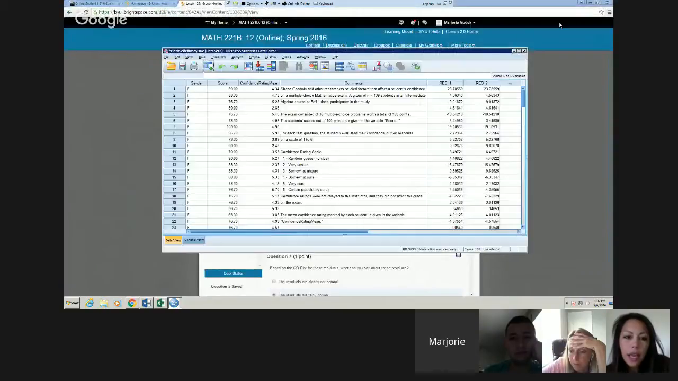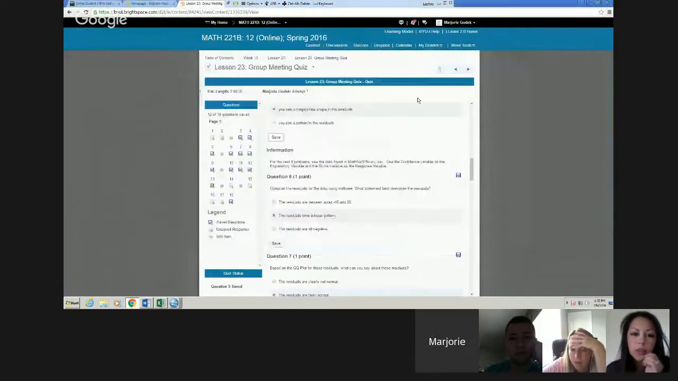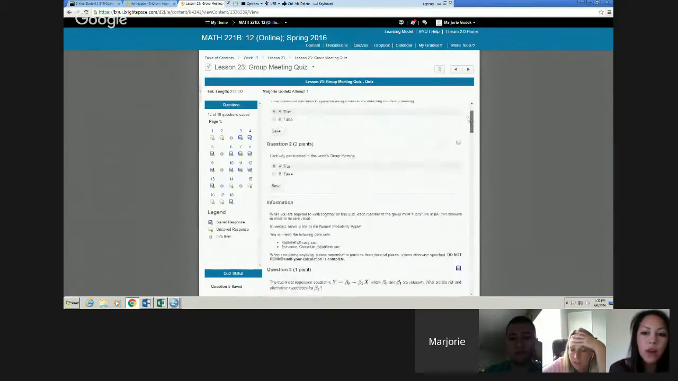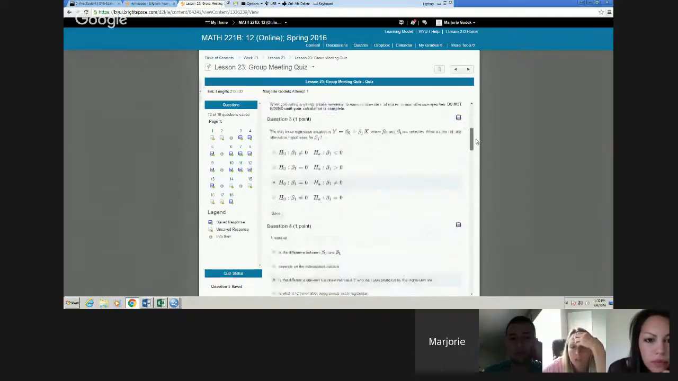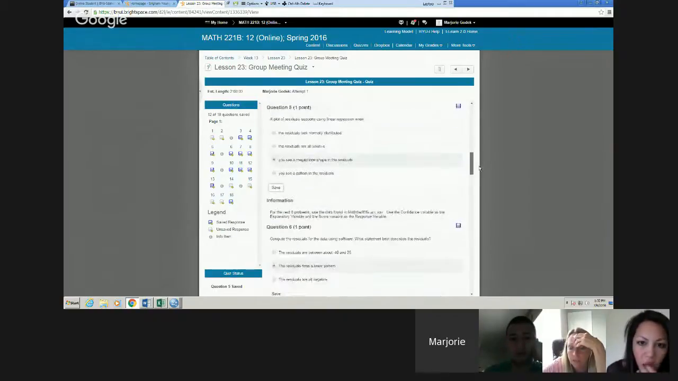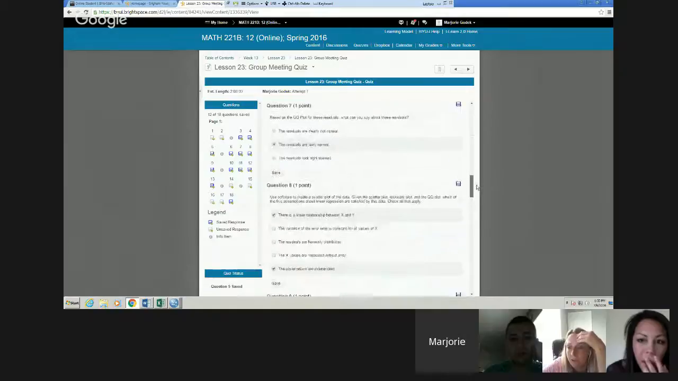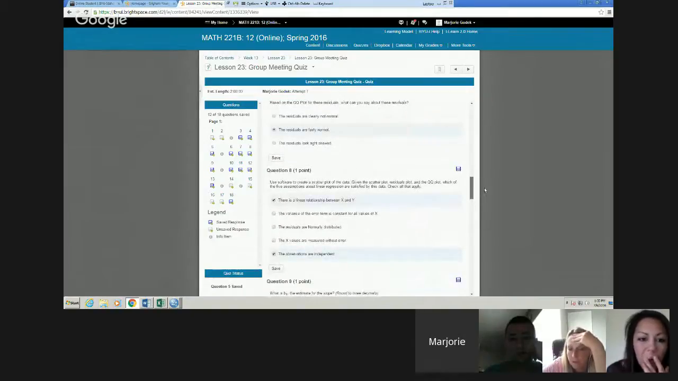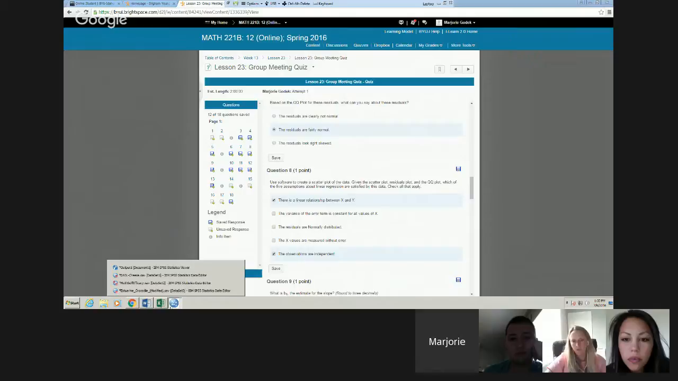Is that all the ones that we had wrong to fix? Do we have 7 right? Yeah, we do. And 8? 8 is wrong. Okay, this is the one. Use this software to create a scatter plot of the data given the scatter plot, residual plot, and QQ plot. Which of the 5 assumptions about linear regression are satisfied by this data? Check all that apply. Well, 1, 2, 3, 4.